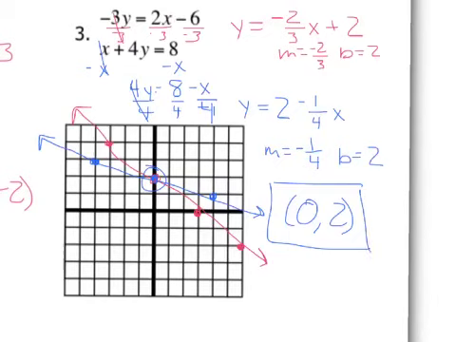So that's all it is. You're graphing two lines on the same graph, trying to find out where they intersect, because that point of intersection is then the answer to your system. Okay? All right.